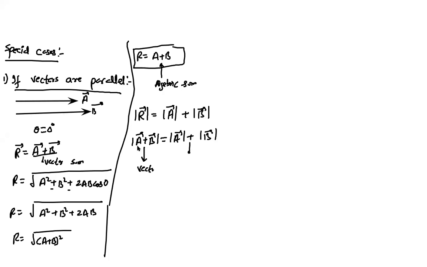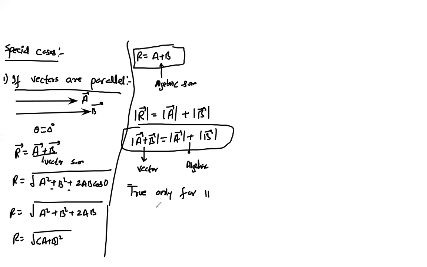See, here you are adding vector A and vector B, two vectors, that's why this is vector sum. But here you are adding just magnitude, right? Mod of A means magnitude, no direction. That means this is algebraic. See it clearly that vector sum is equal to algebraic sum. This is possible only if your vectors are parallel. This is true only if the given vectors are parallel. Only for parallel vectors.